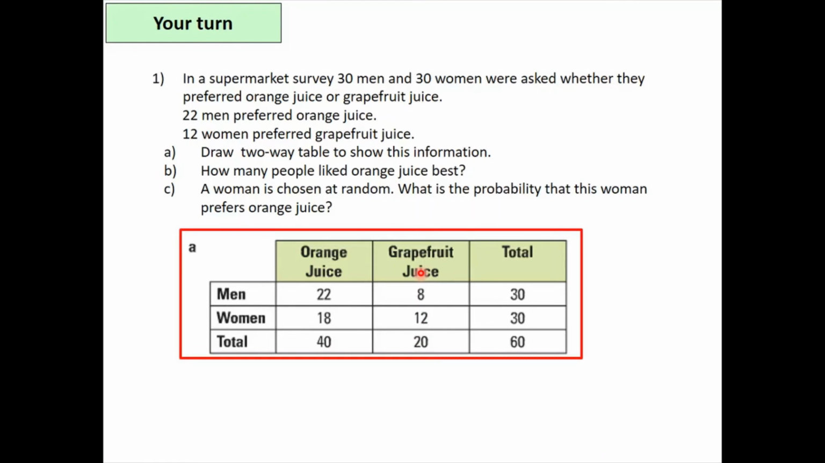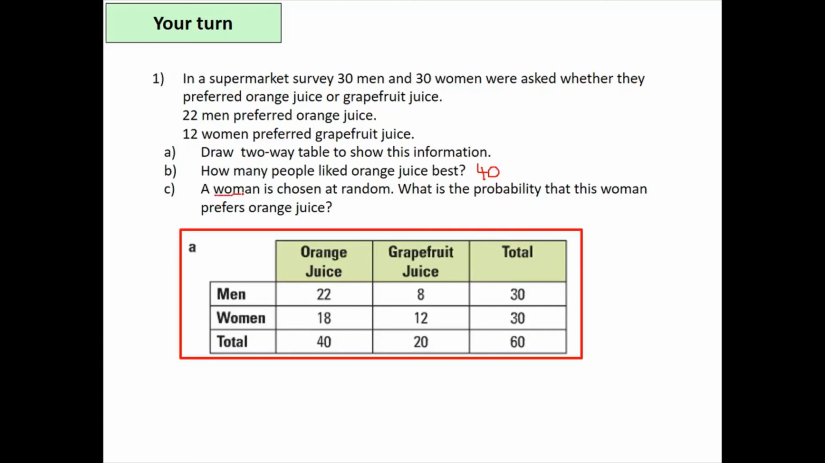Now part B: how many people liked orange juice best? That's just a straightforward interpreting question, which touches on what we did last lesson. People means men and women, that's 40. So the answer to part B is 40 people in total.